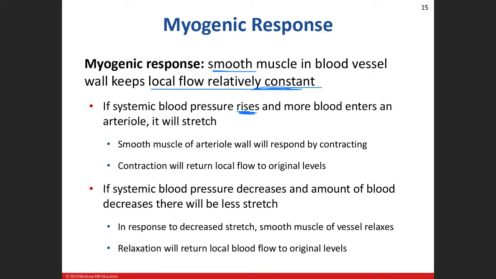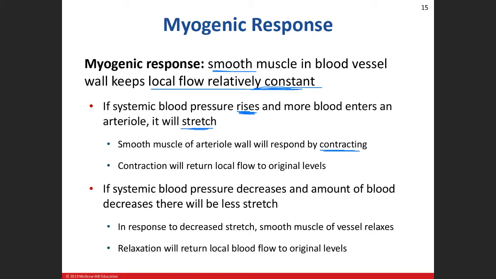So we get a stretch because blood pressure is increased, all right? And so the smooth muscles are going to respond to that by contracting, okay? And that contraction will then return blood pressure to the normal levels, okay? That is our myogenic response initially.